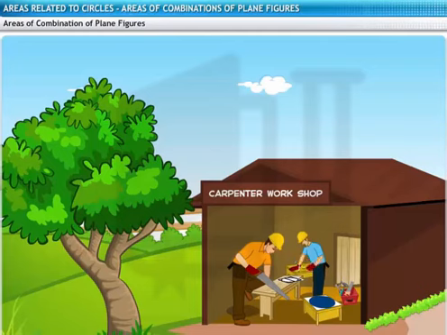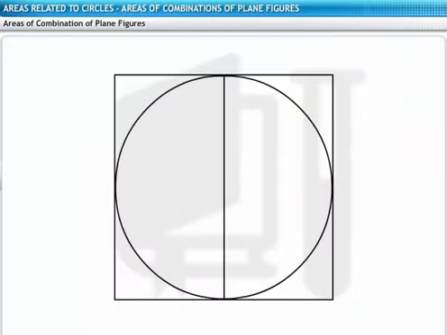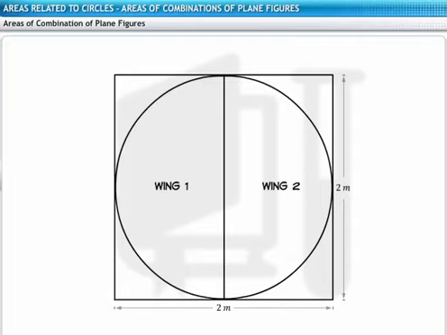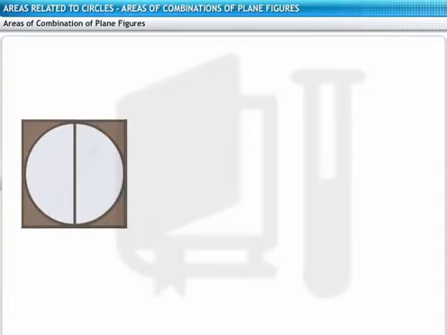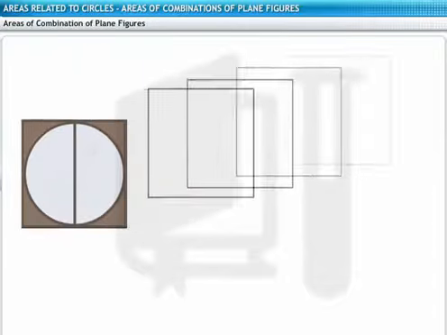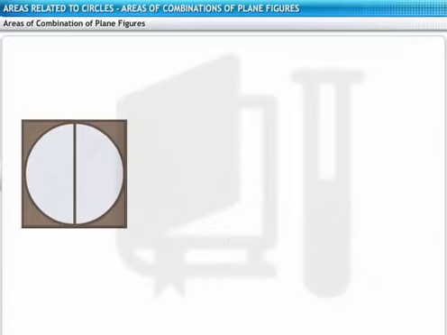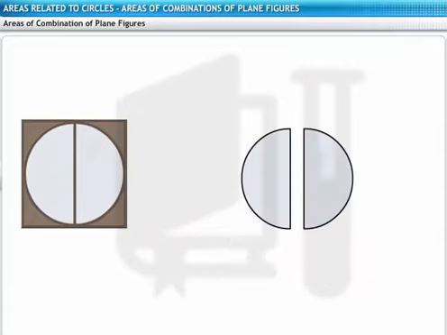Now, we will see how Sam and his father plan to make a door for the restaurant. The design of the door looks like this. It is 2 meters in height, 2 meters in width, consists of 2 wings, and the outer shape resembles a square. They would like to use glass and wood to make this door, where the glass occupies the semicircular shape on each wing of the door. Again, the combination of standard shapes, square and circle, is involved in the design of the door. Here they will have to cut 2 semicircles from the square that has a side of 2 meters.